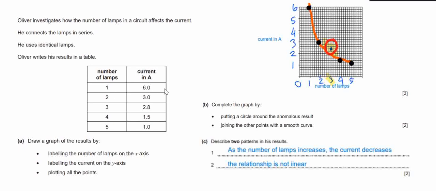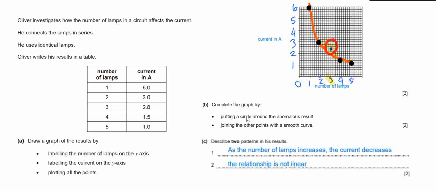So 1 goes to 6, 2 goes to 3, 3 goes to 2.8, somewhere here, 4 goes to 1.5, and 5 is just the point that goes to 1. So we have all the points. Plotting all the points is done.